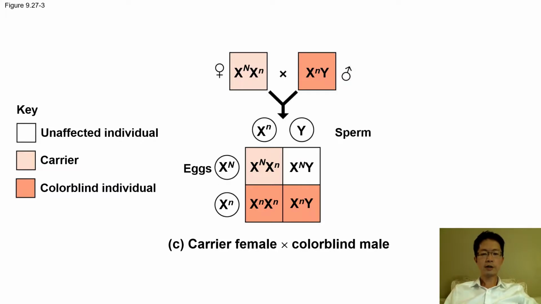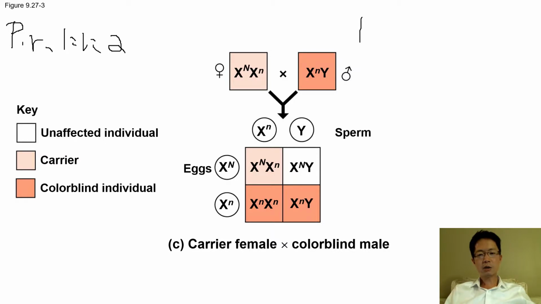The third case is when the mother is a carrier but married to a colorblind man. So what will be the overall phenotypic ratio? The overall phenotypic ratio will be 1, 1, 2, because you have 1 carrier, 1 healthy unaffected, and 2 colorblind. The genotypic ratio is still 1.